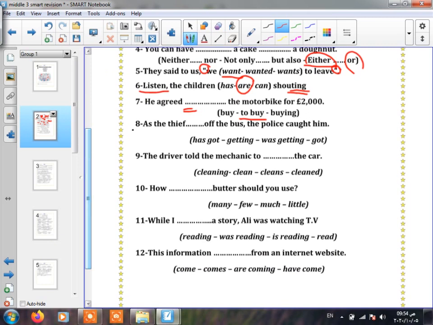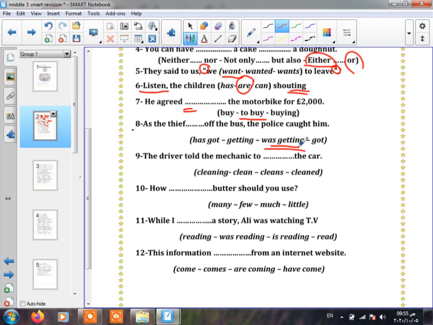As the thief got off the bus, the police caught him. So here I have 2 actions, a long action, or a little bit longer action, and another short action which interrupts it. If you remember the past continuous, we used the past continuous to describe two actions in the past, where one action was continuous and another action interrupted it. So the answer will be, as the thief was getting off the bus, the police caught him. So here, as is like while, the keyword in the past continuous.